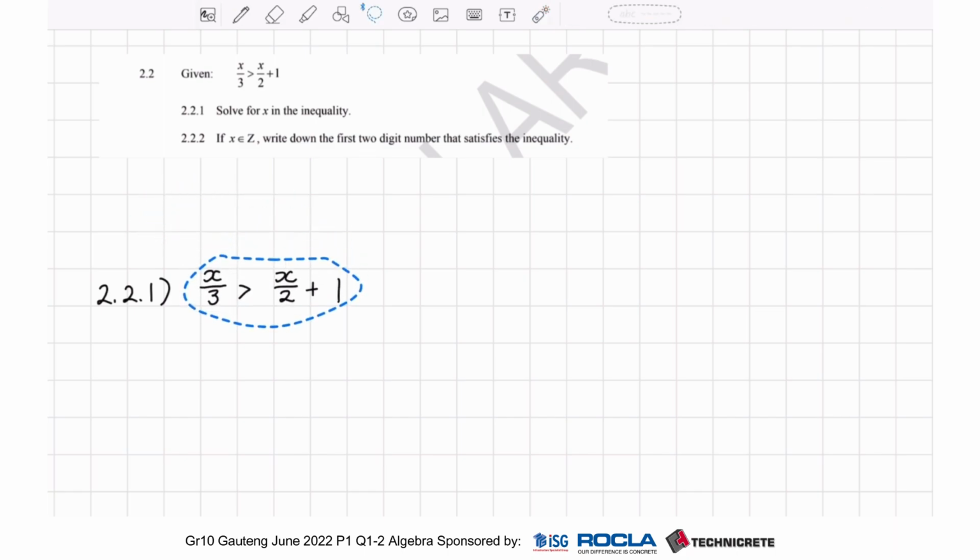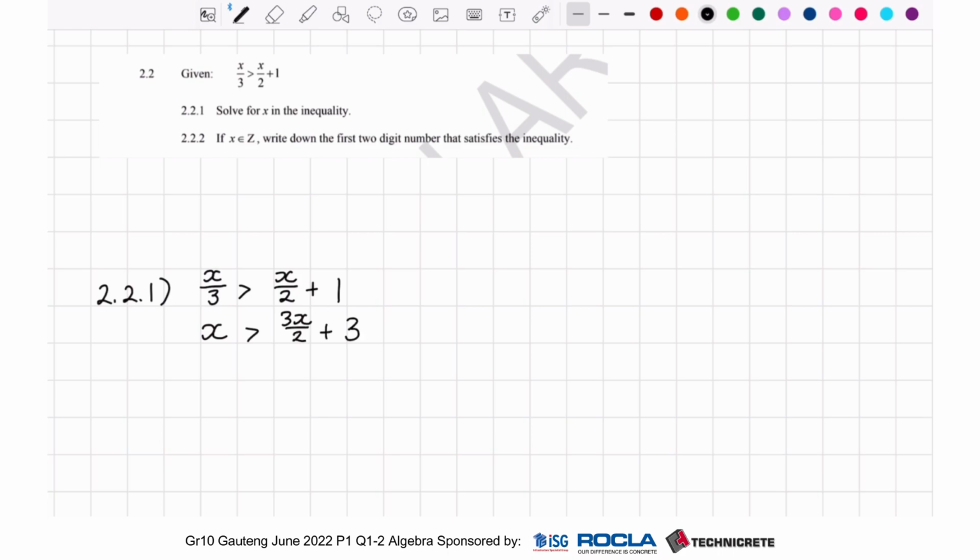So this is my original expression. I multiply everything by 3, I'm left with x on the left-hand side, 3x over 2 plus 3 on the right-hand side. And then I've still got a fraction with denominator 2 on this side, so now I'm going to multiply everything by 2. So on the left-hand side I'm going to have 2x. For this term I'm just going to have 3x, because when I multiply by 2 they're going to cancel out and I'm just left with the numerator. And then the 3 is also going to be multiplied by 2, which is 6.